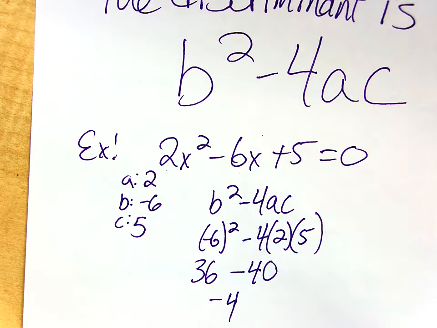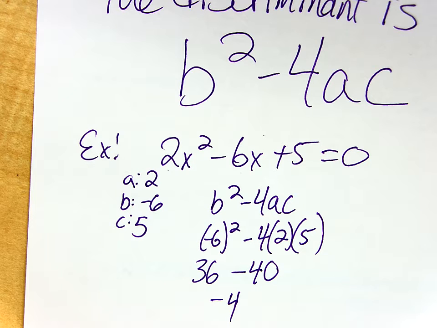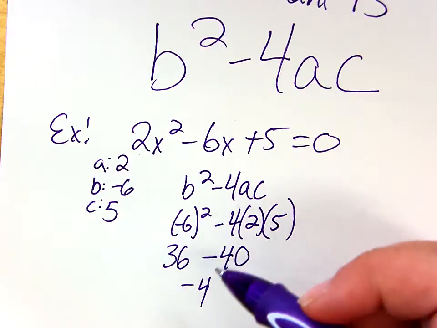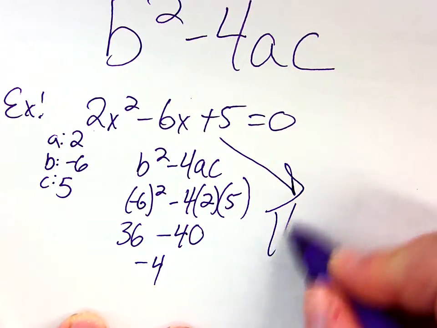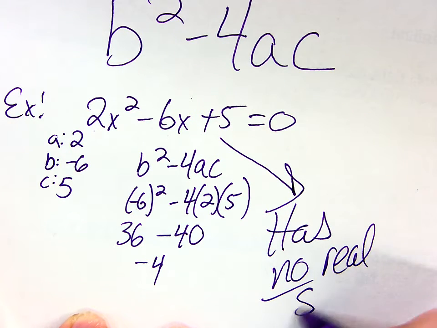So this is a perfect example of when the discriminant's going to save you time. You don't have to bother solving this by completing the square or the quadratic formula or anything else, because there's not going to be any solutions. So why would I keep going? I'm basically done. If it's negative, then this thing has no real solutions.